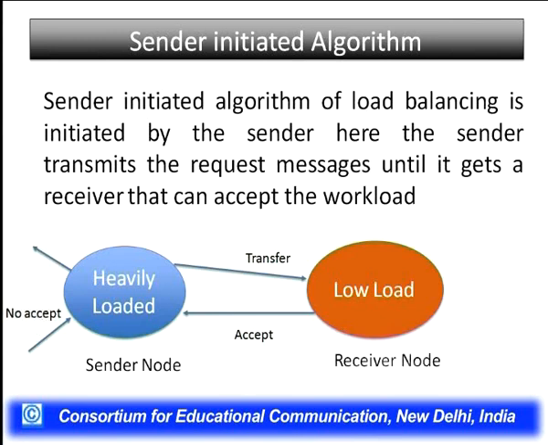Let us see here, there are two nodes. The first node has low load, a lightly loaded node or server, and this is the heavily loaded server. This is your sender node and this is your receiver node. First the heavily loaded sender node sends a request to transfer the data to the lightly loaded server. When the lightly loaded server agrees to accept the data, it sends the acceptance to the heavily loaded node, and then the heavily loaded node can transfer the data.